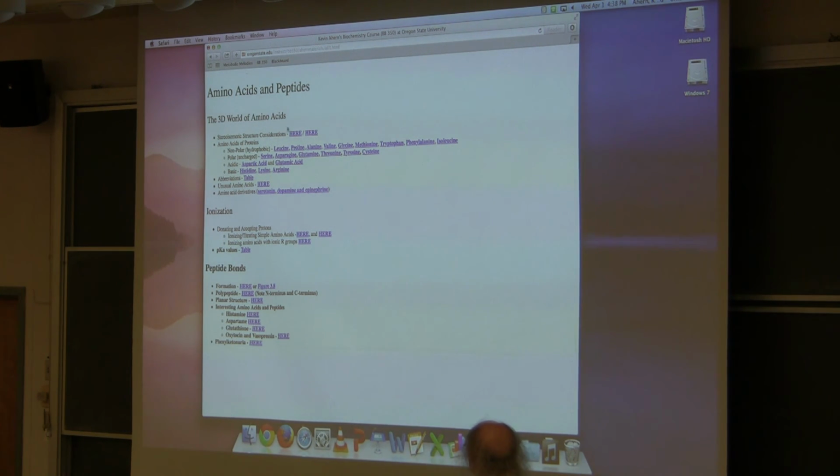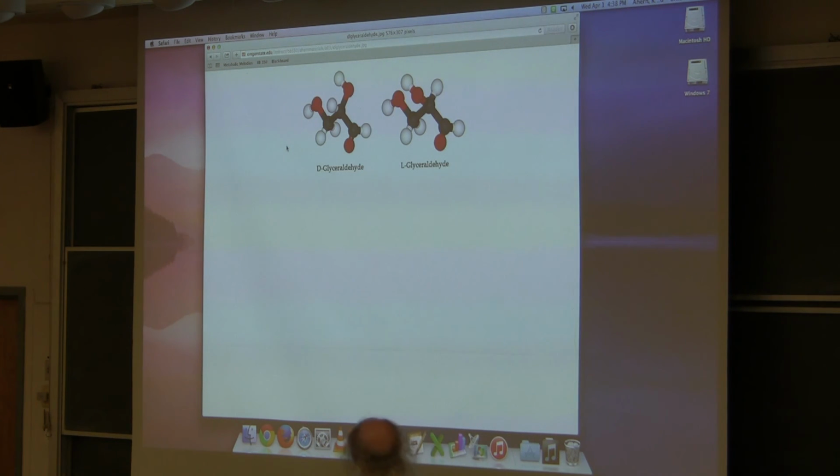Let's think something about amino acids. One of the things you learned in organic chemistry was that if you have a compound that has a carbon in it that has 4 different things attached to that carbon, there are 2 different ways in 3-dimensional space that those 4 things can be arranged. They're called stereoisomers. Okay? Stereoisomers.